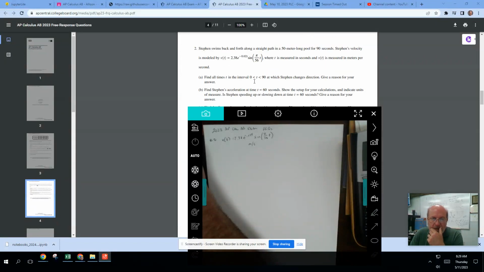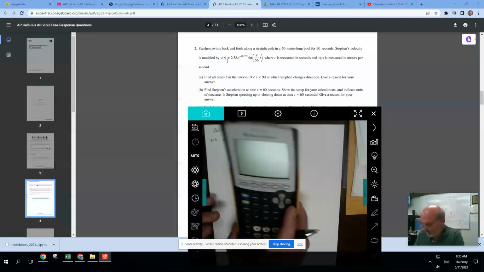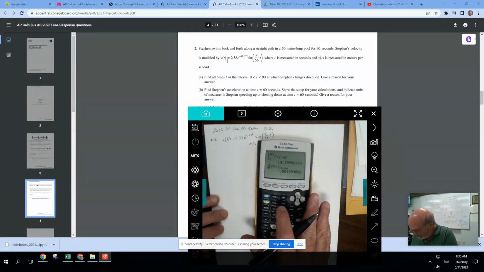Find all times t in the interval 0 to 90 at which Stephen changes direction. Give a reason for your answer. Since this is velocity, positive velocity would go in one direction, negative velocity would go in the other direction. So we need to find all the times, critical points, where the velocity could change directions. So from 0 to 90, we're going to set our calculator up. We're going to get this function graphed.